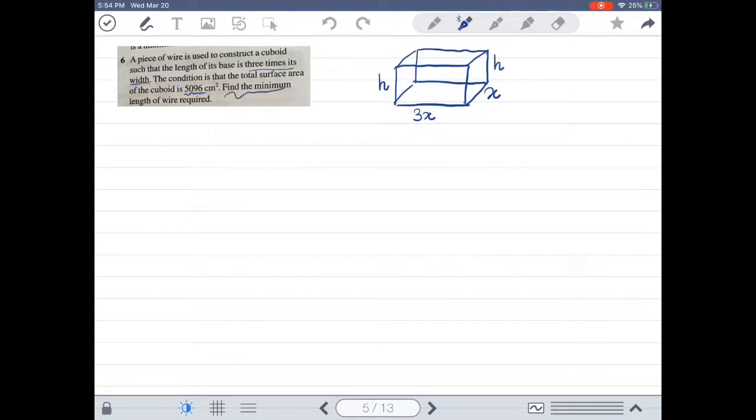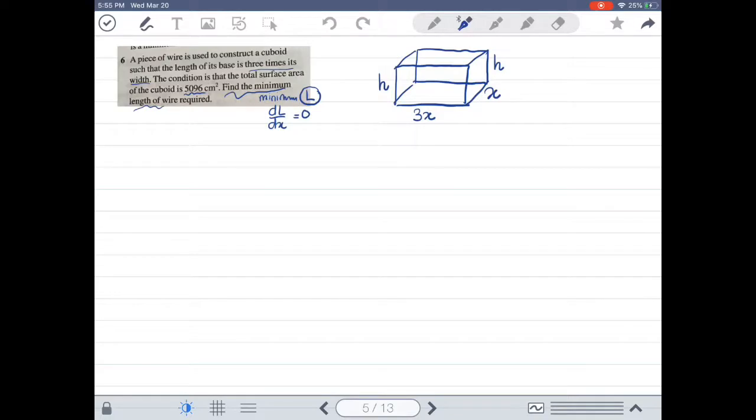Find the minimum length of wire required. So the question wants us to find minimum L. To find minimum L, we need to use dL over dx equals 0. So first we need to find the function of L. L is just the length of wire required.